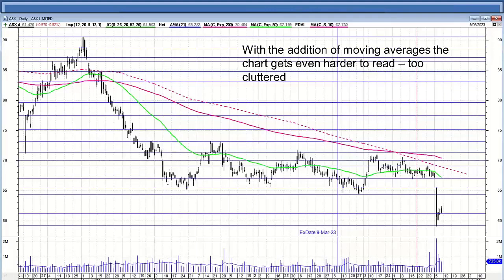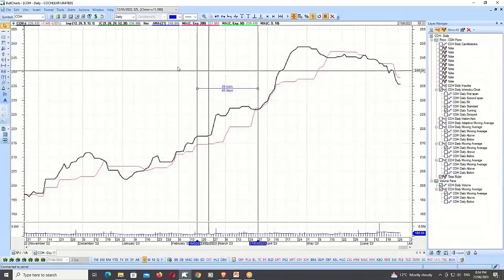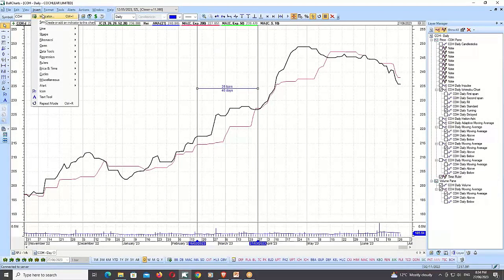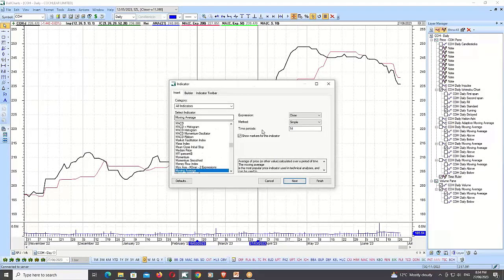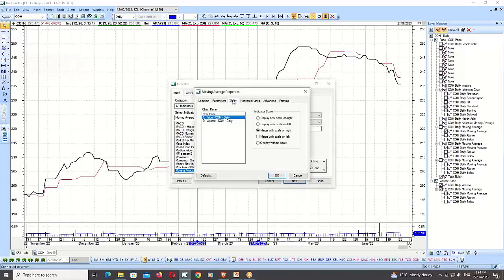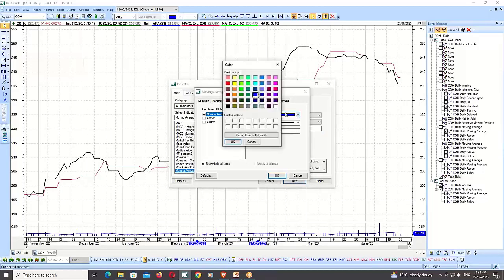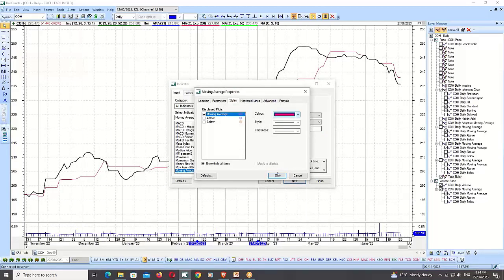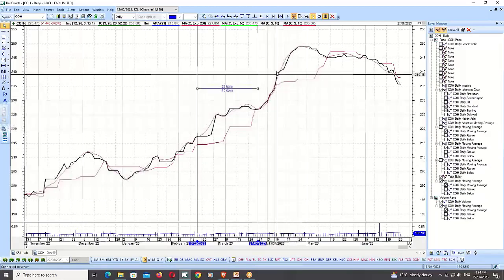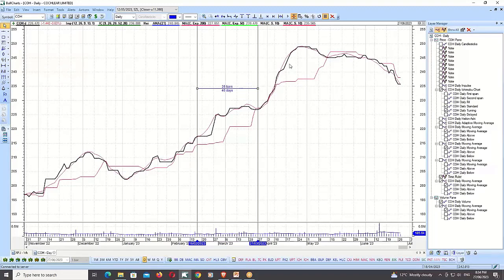And if you want to know how to put a 10-month on a chart, it's just a matter of putting an indicator on 10. And we'll colour it so it stands out. Now, you see that that isn't what it looked like.